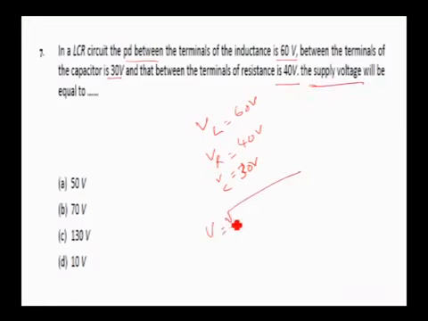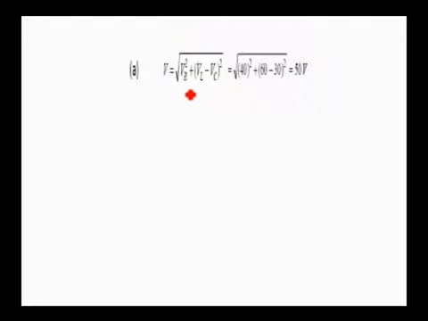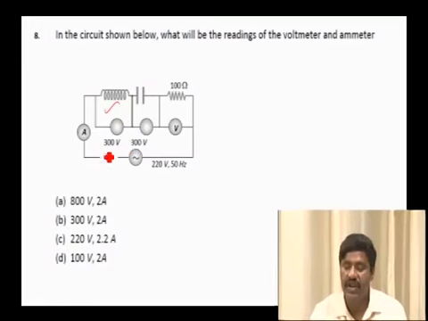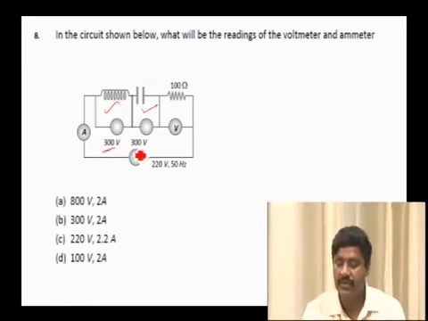This is equal to root of VR square plus (VL minus VC) whole square. Use this formula, substitute 40, 60, 30, and you get 50 volt. Now, look at the circuit. Across the inductor, we have 300 volt. Across the capacitor, we have 300 volt. But across the 100 ohm, what is the voltage? What is the reading of the voltmeter and ammeter?